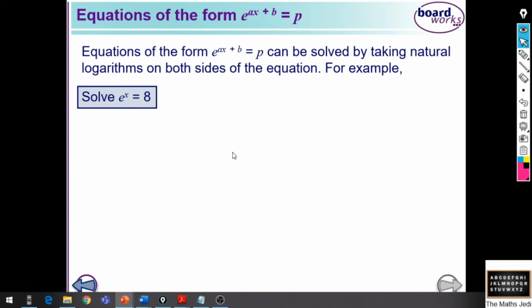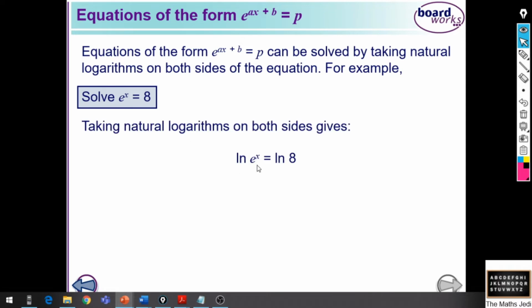Now remember that the natural logarithm has got e as the base. So you could take logs on both sides, but this time we use the natural logarithm. So by taking a natural log of e to the x, we can use that fact from the previous slide to say this must be x. So in this case, x is the natural log of 8. Very simple.